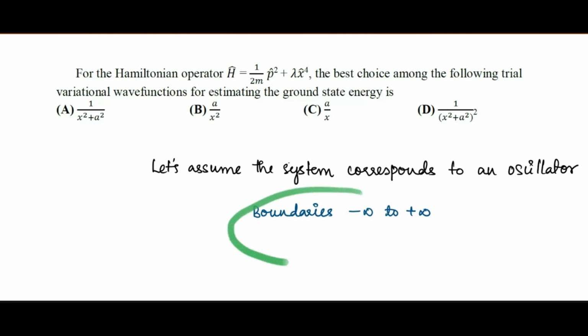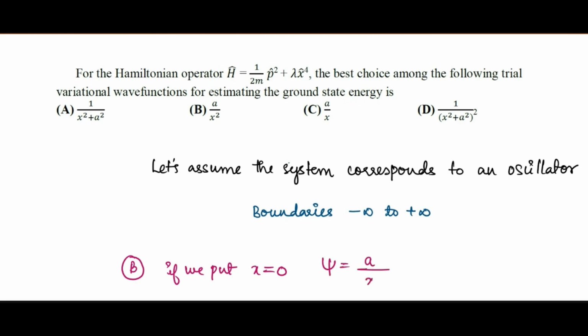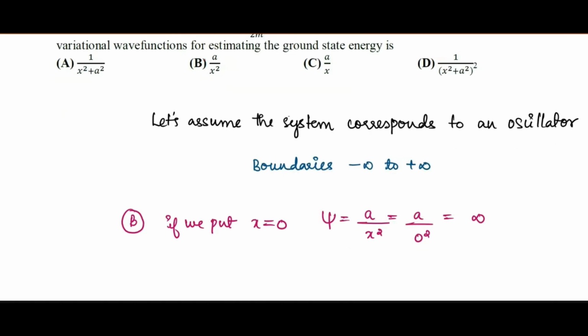And the limit of a simple harmonic oscillator is from -∞ to +∞. So in all the options, if you look at option B and C, if you have option B, and if we put x is equal to 0, which falls within this limit, what will happen? The wave function which is given to us is a by x square, which becomes a by 0 square, which becomes a by 0, and that is infinity. Option B is not the correct answer. If you go to option C, and again, if you put x is equal to 0, the value a by x is equal to a by 0, and that is equal to infinity, which is not acceptable, so it's not option C.